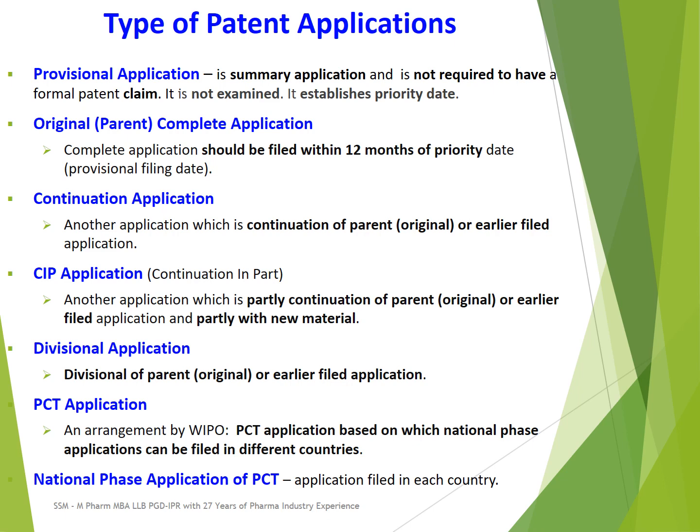First is the provisional application, which is a summary application. When you have not completed or perfected your invention, you can file a provisional application as a summary application in order to get the priority date. The filing date will be the priority date. After filing a provisional application, you get 12 months to perfect and complete your invention. So within 12 months of the provisional filing date, you can file a complete application.